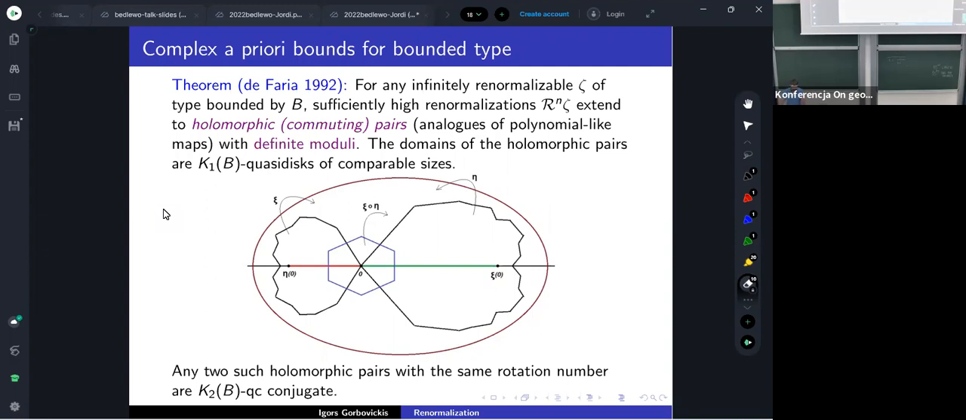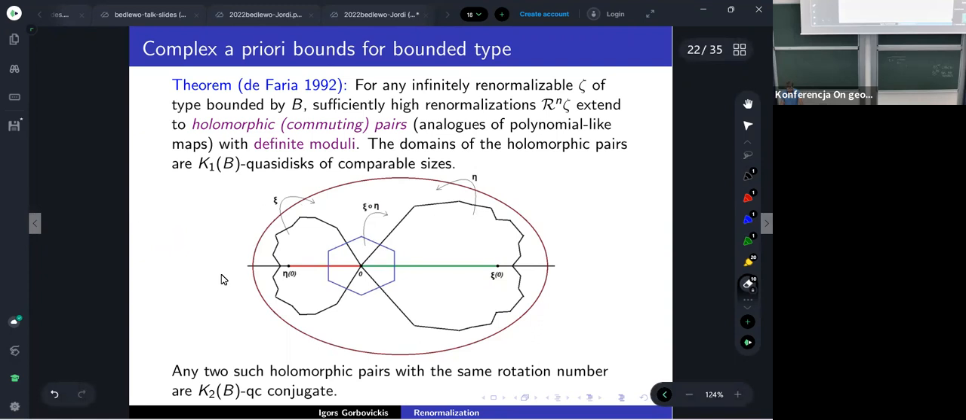Complex a priori bounds say that if we start with some analytic critical circle, critical commuting pair, then after sufficiently many renormalizations, it can be extended to the so-called holomorphic commuting pair, which is an analog of polynomial-like maps. And so here's the picture.